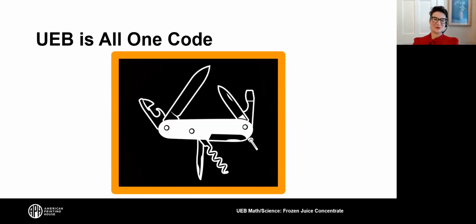Okay, so there's a multi-tool picture up on the screen, or a Swiss Army knife picture, because one more time, I'm going to say UEB is all one code. So even when we're transcribing math and science, we're still transcribing in UEB. Even when we're looking to the guidelines for technical material for information, that is building upon and specializing some of the rules in UEB. They're all one code, not separate.